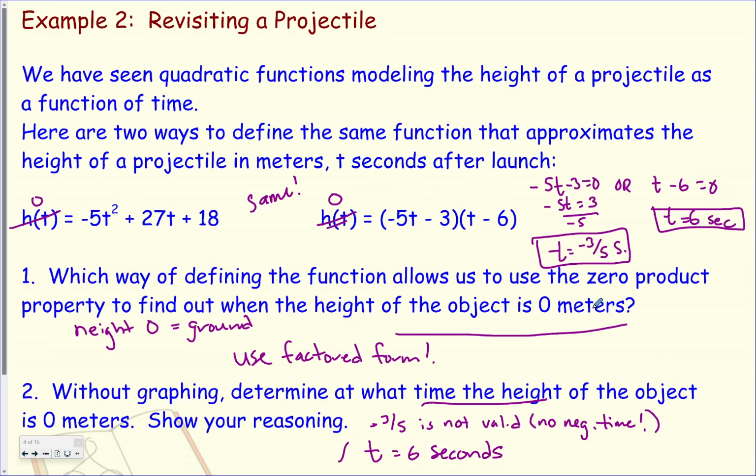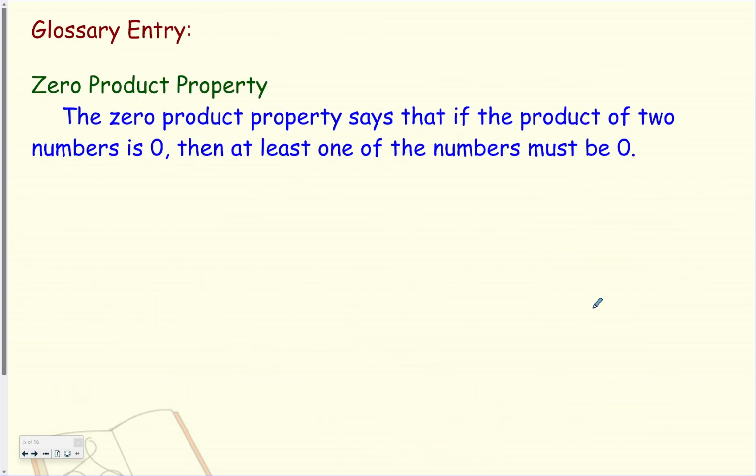All right. Hope you're with me so far. So, here's the official definition. The zero product property states that if the product of two numbers is 0, then at least one of the numbers must be 0. In other words, if a times b equals 0, then a equals 0 or b equals 0. That's the property that we did on the first few slides, just written out a little bit more algebraically.